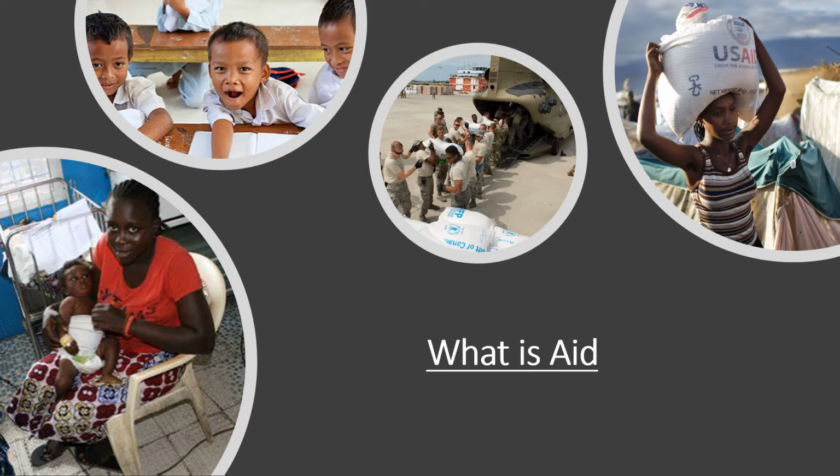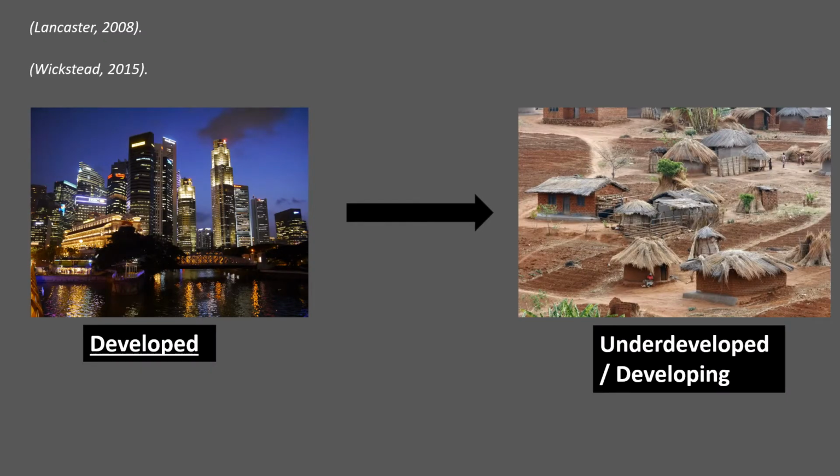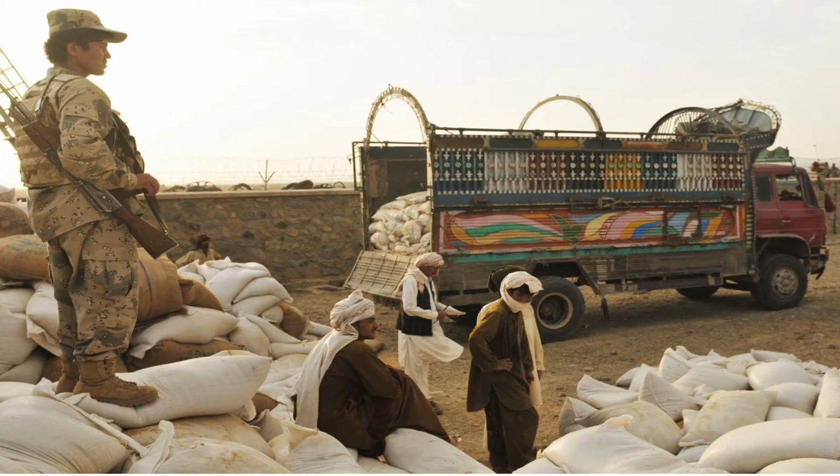So what is aid? Aid in its simplest form implies that the rich are helping the poor, or in an international perspective, aid can be used to describe the developed helping the developing countries, as Wickstead 2015 explained. One modern day example of aid being given would be money being given to reconstruct war-torn countries, such as Iraq and Afghanistan, as Lancaster 2008 highlight.